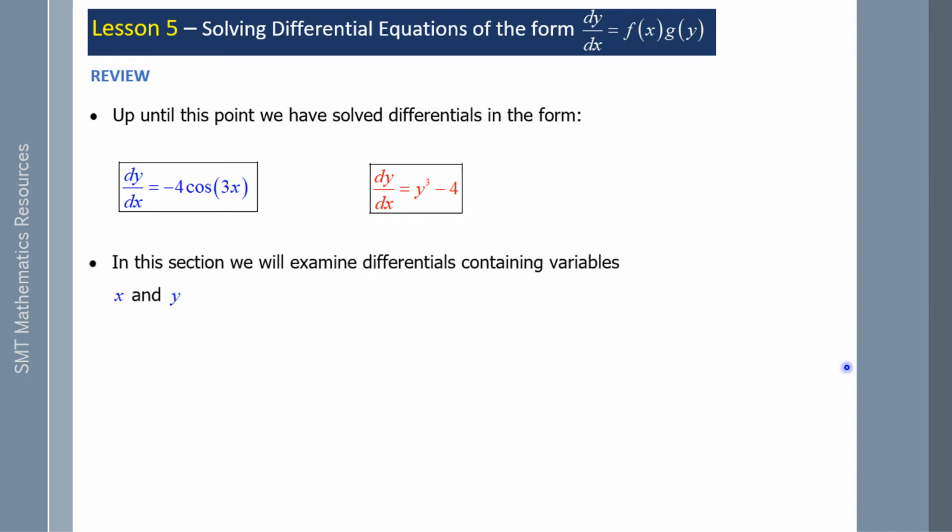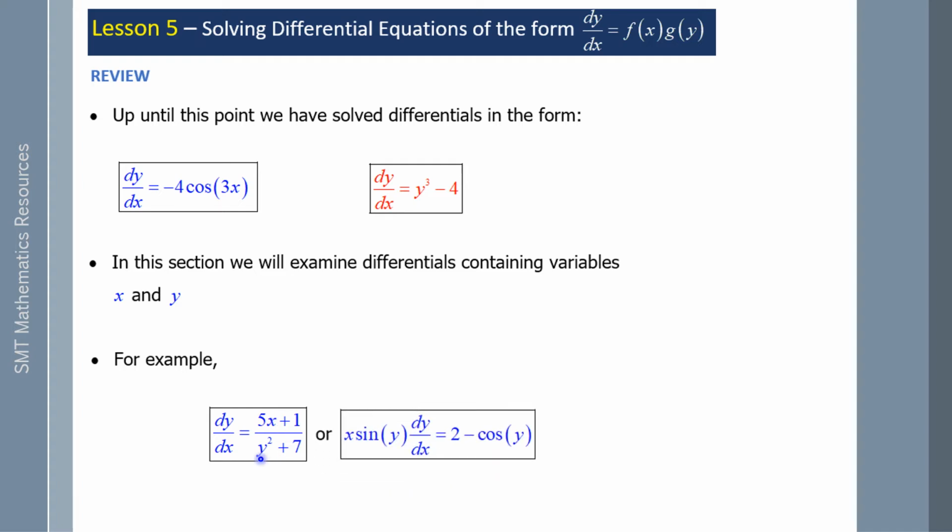In this section, we'll examine differentials containing variables x and y. What do those look like? We might have an equation that's dy/dx equals (5x plus 1) over (y squared plus 7). In that case, we have both variables x and y in the equation. Or this one, we have x sin y dy/dx equals 2 take cos y, which means we'll need to rearrange and separate the variables.